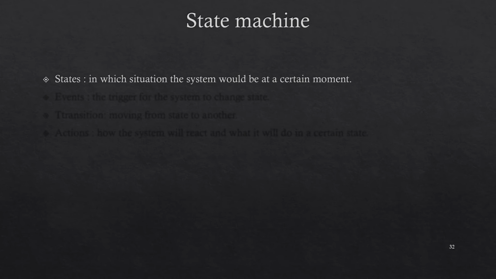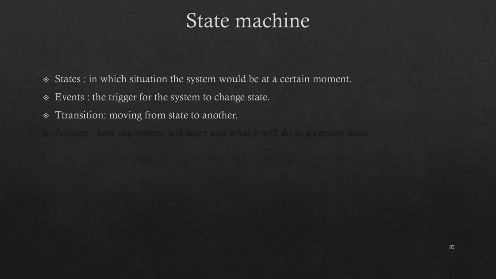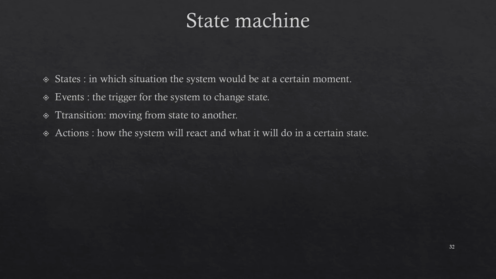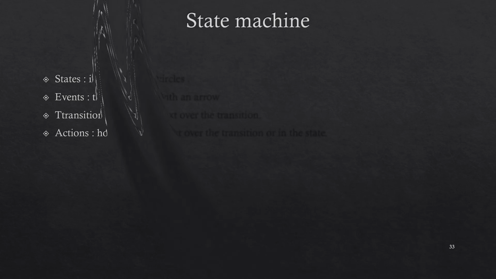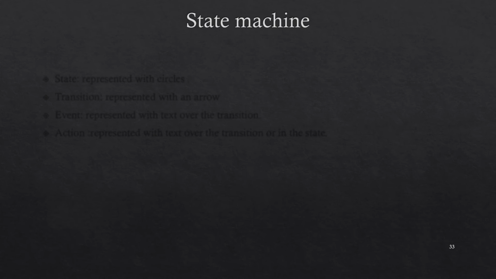The state machine also describes the events, and the events are the triggers for the system to change from one state to another. There is also the transition, which is moving from one state to another. And we have the actions, which describe how the system will react and what it will do in a certain state. Now, how do we start making a state machine and designing the state machine diagram?